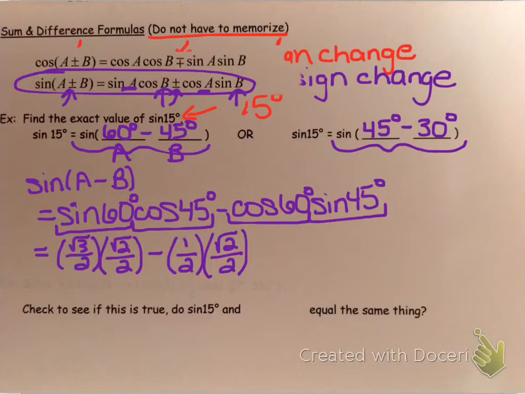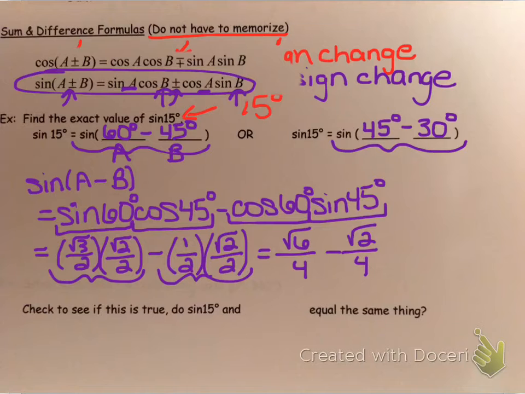Okay, and so what we do now is just follow PEMDAS. We're simply going to multiply and subtract. So when I multiply this first pair of fractions together, I get square root of 6 over 4. The second pair of fractions multiply together and give me square root of 2 over 4.